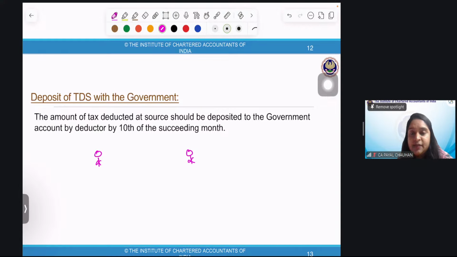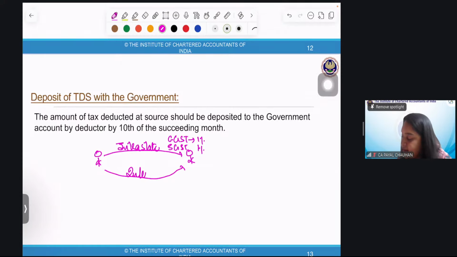Harsh, it's simple. If it is intrastate, then CGST, SGST at the rate 1%, 1%, simple. And if the same is interstate, then we have 2%, simple. As simple as that. That's the standard rate of deduction of TDS.